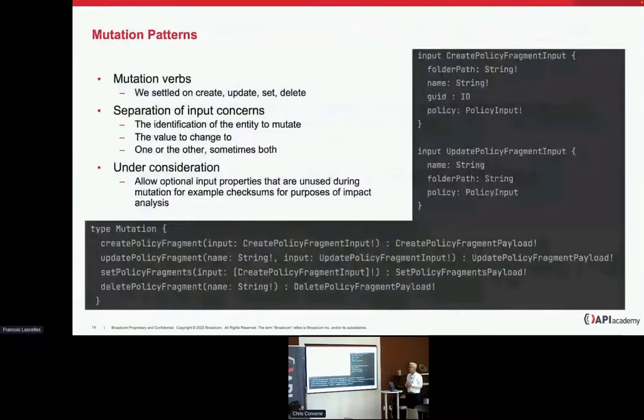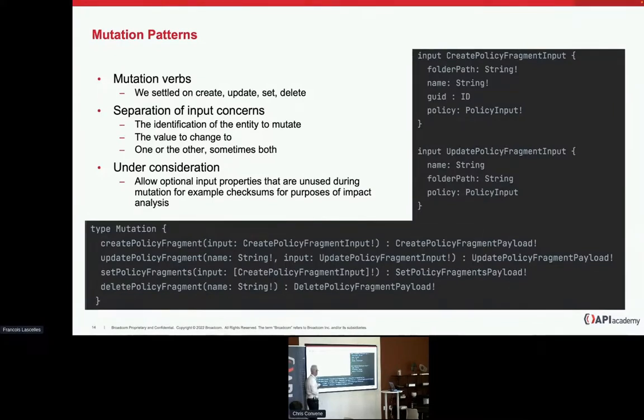Okay, so we talked a little about GraphQL queries. Let's talk about GraphQL mutations. So here's what we settled on right now. In this case, we have verbs, right? In the case of queries, you didn't need verbs because you're just always getting data, whereas in mutations, you're applying different things. So we have verbs like create, update, set, and delete. So create policy fragment, update policy fragment, set policy fragments.